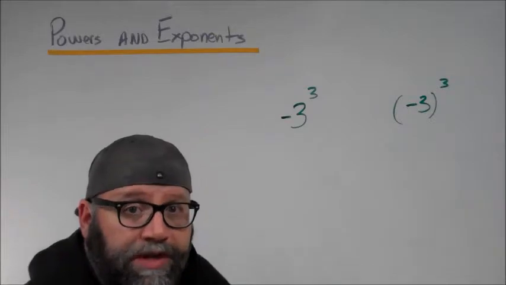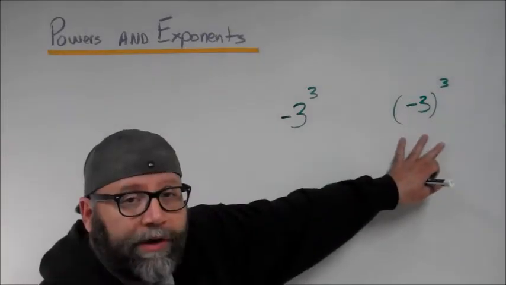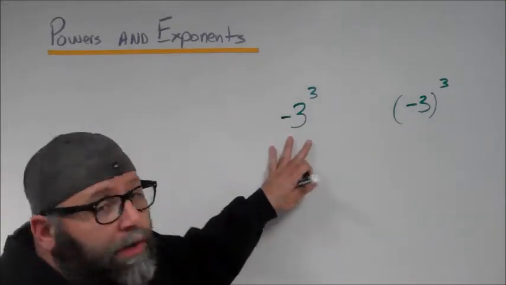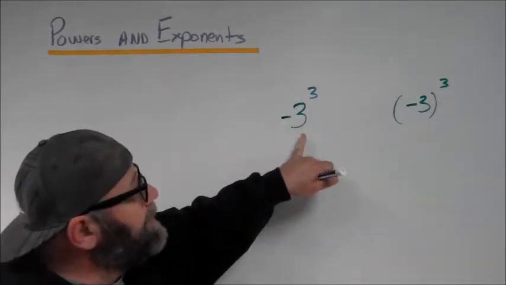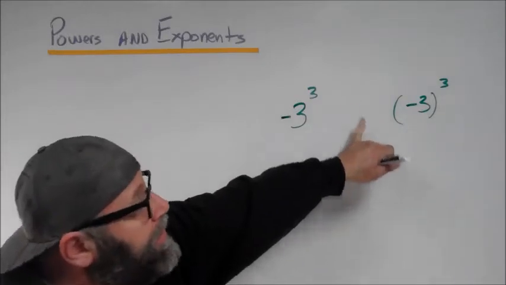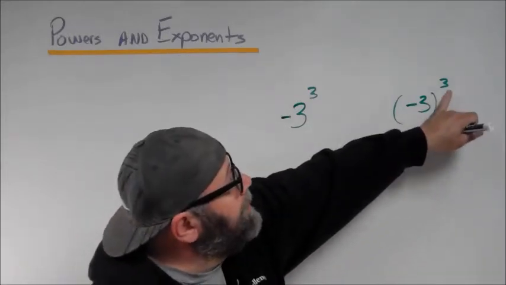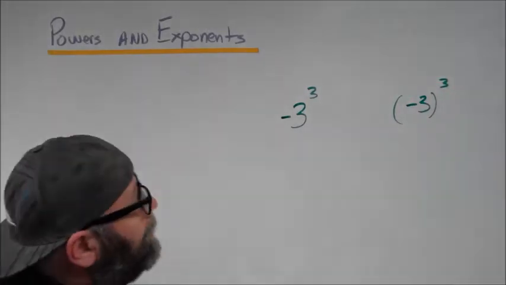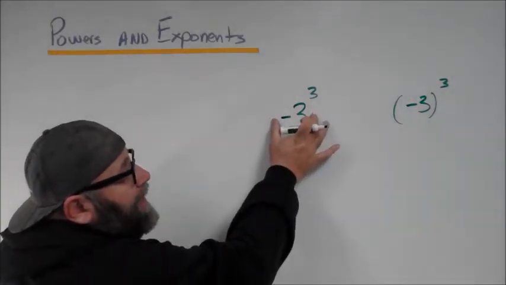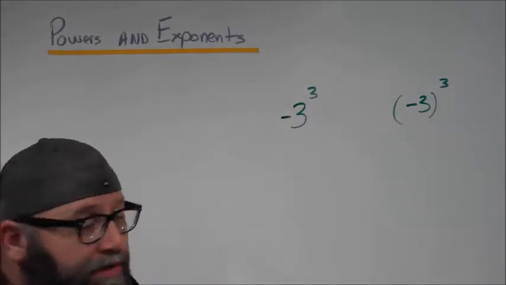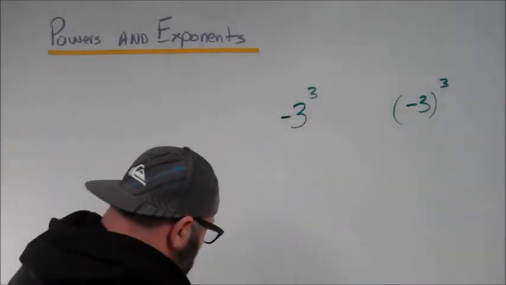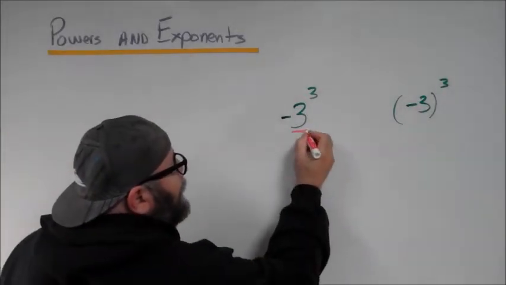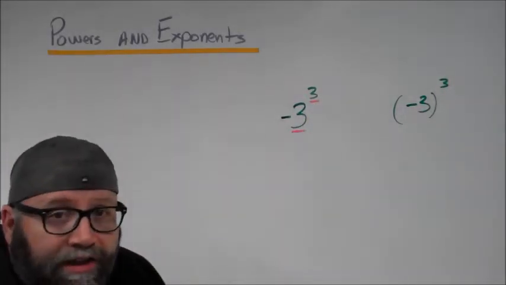Let's look at a special exception. So what we have up here are 2 different evaluations with exponents. The first one says the opposite of 3 to the 3rd. The next one says -3 to the 3rd. So in the first one here, since the negative and the number are not grouped together with the parentheses, this exponent is only going to apply to the base here. It doesn't apply to the negative sign.